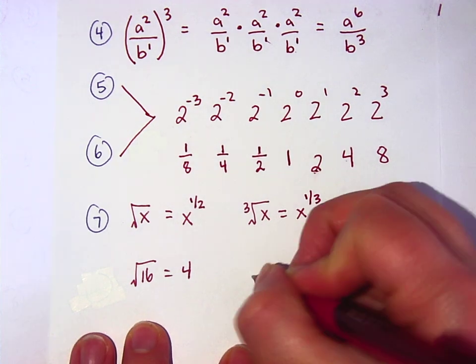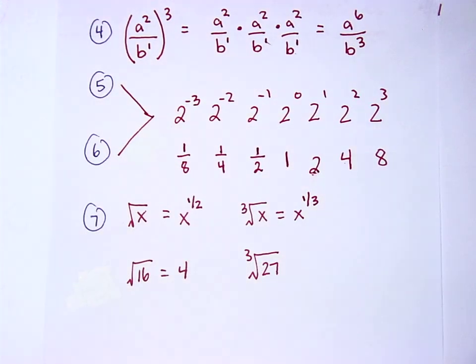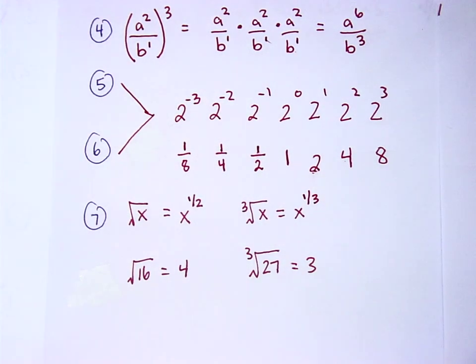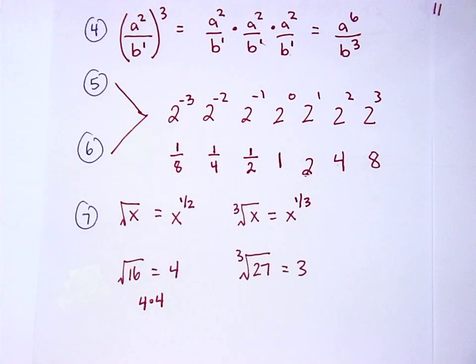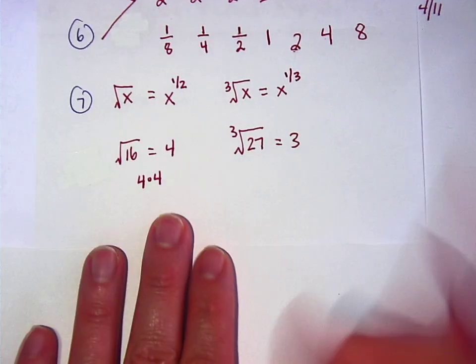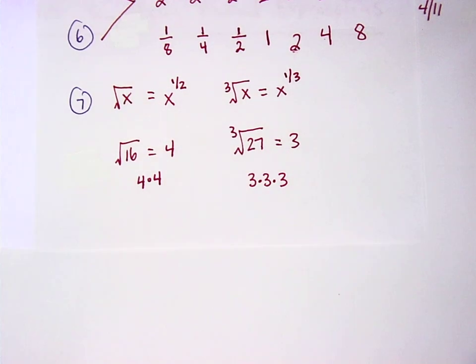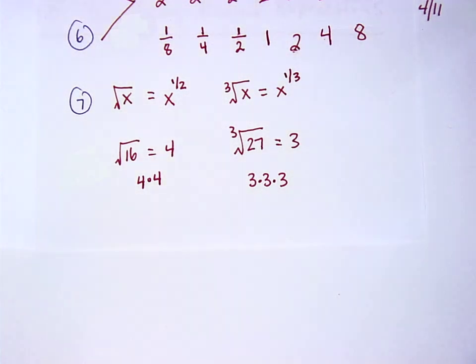Okay. What is the cubed root of 27? What times what makes 27? 3. 3 times 3 is 9. 9 times 3 is 27. So it's kind of like this one is saying what goes into this twice, and this one is saying what goes into this 3 times. Does that make sense to you guys?